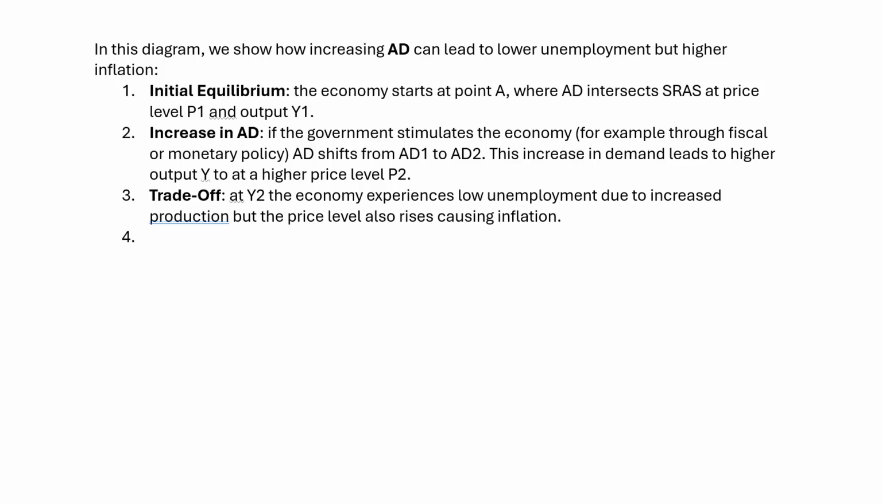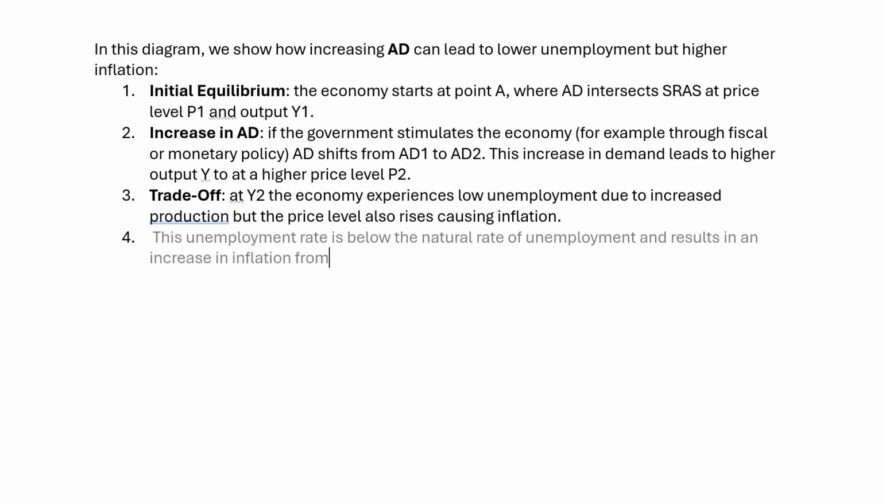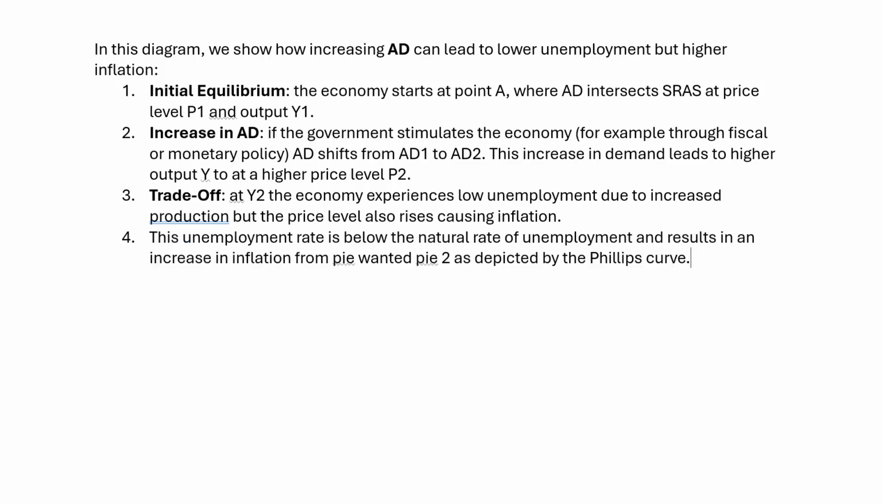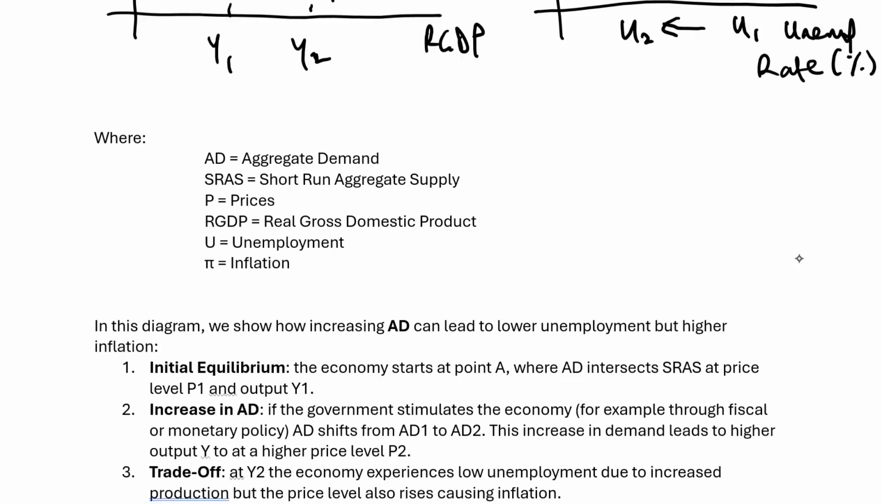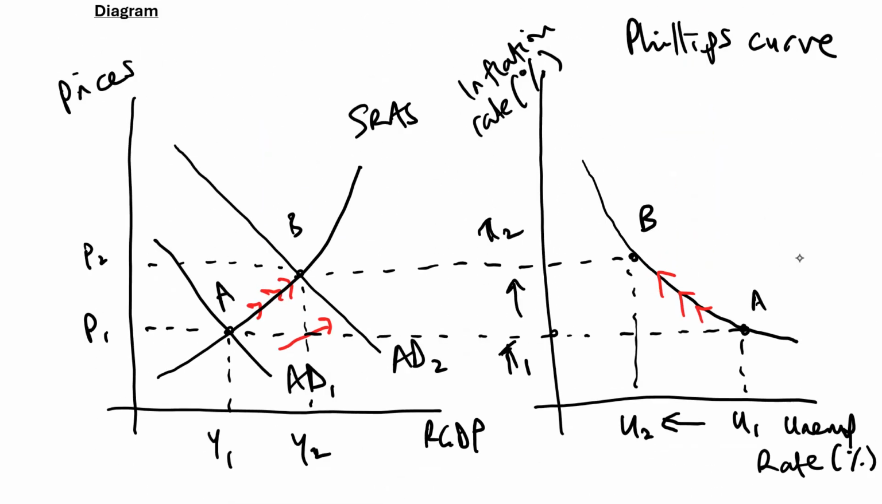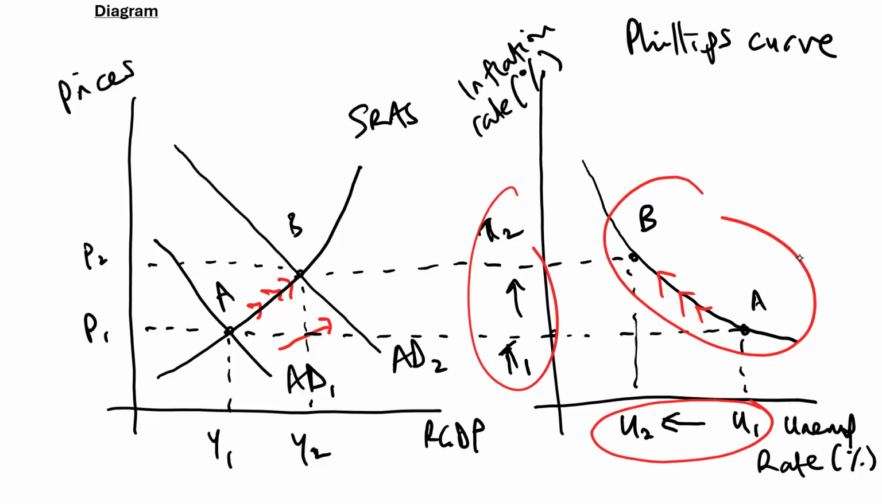This unemployment rate is below the natural rate of unemployment and results in an increase in inflation from pi 1 to pi 2 as depicted by the Phillips curve. So here we see that as we move from A to B, we have that reduction in unemployment, but that is also accompanied by that rise in inflation from pi 1 to pi 2.